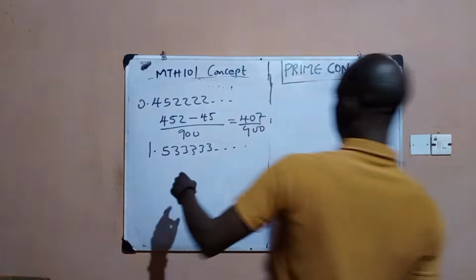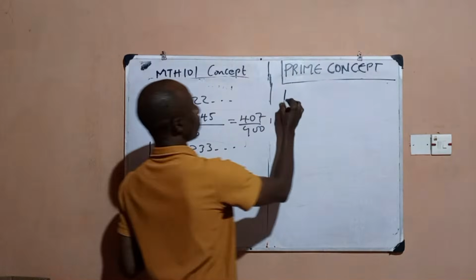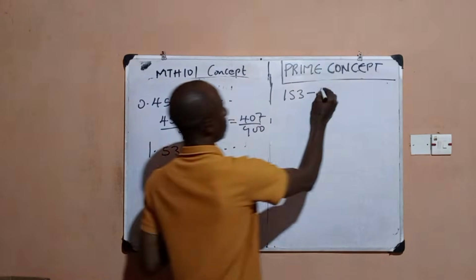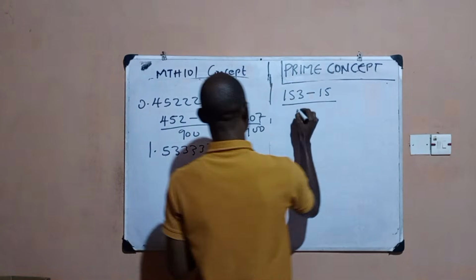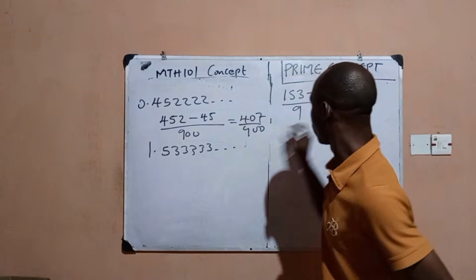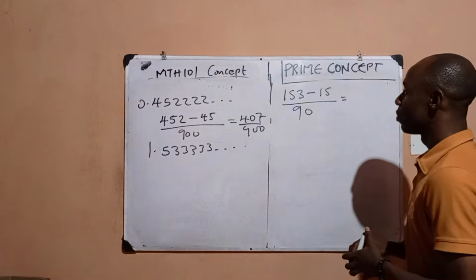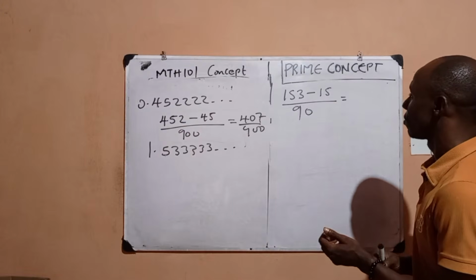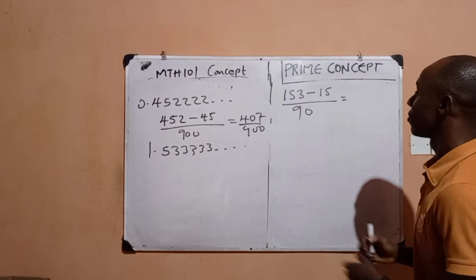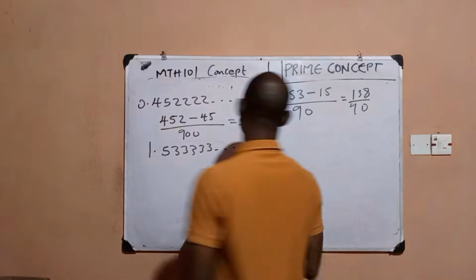So now, what do you have? You're going to have 1, 5, and 3. 153 minus the non-recurring part, which is 15, divided by 9. How many digits after the point are not recurring? It is 1 digit, so just a 0. So 153 minus 15: remove 10 from 150 is 140, remove 5 from that is 135, plus 3 is 138 over 90. So that is what you have.